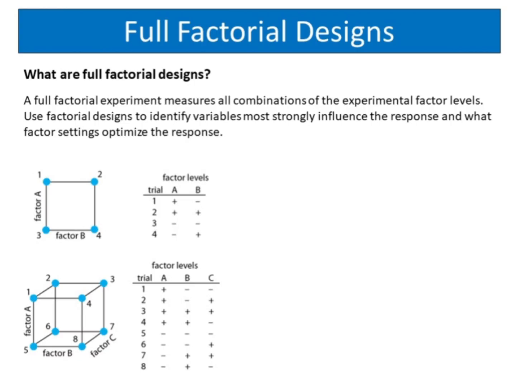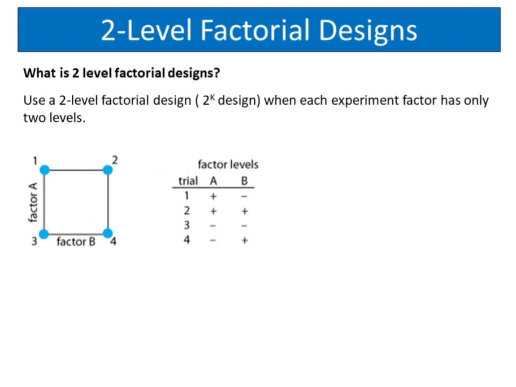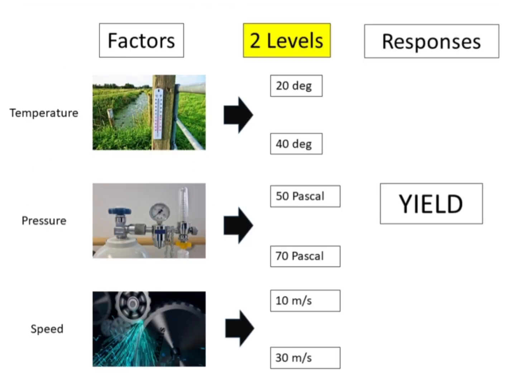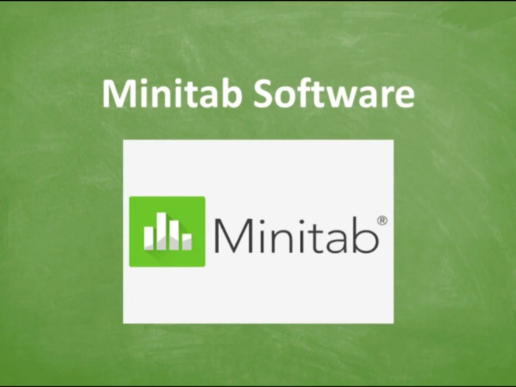A full factorial experiment measures all combinations of the experimental factor levels. Use factorial designs to identify variables that most strongly influence the response and what factor settings optimize the response. Use a two-level factorial design when each experiment factor has only two levels. For example, temperature has two levels which are 20 and 40 degrees. Next, I am going to show you the steps of performing two-level factorial design using Minitab software.